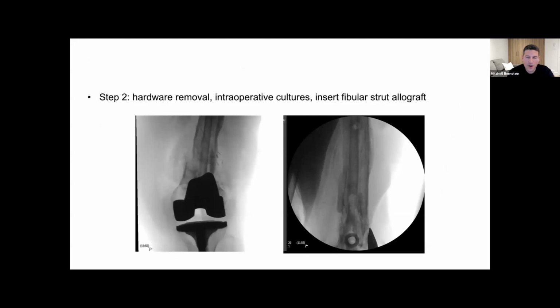Hardware removed, intraoperative culture, Steve. I do that to rule out infection. I didn't think it was infected. I chose a strut allograft in the IM canal as my bone augment.